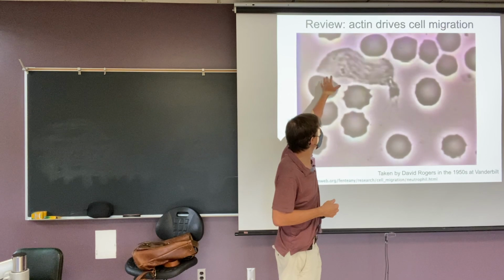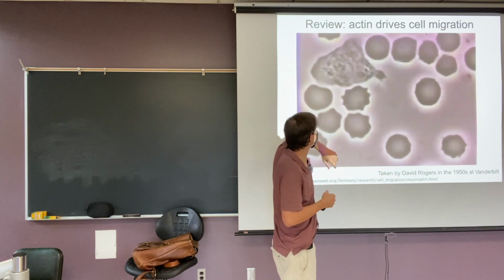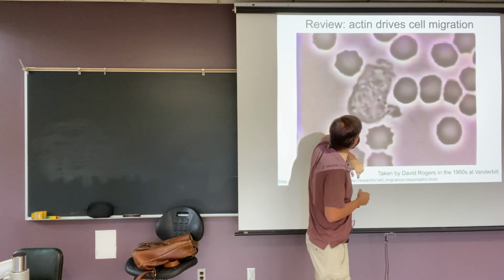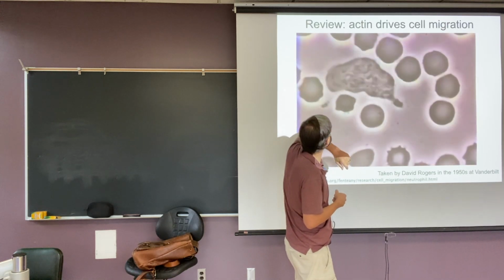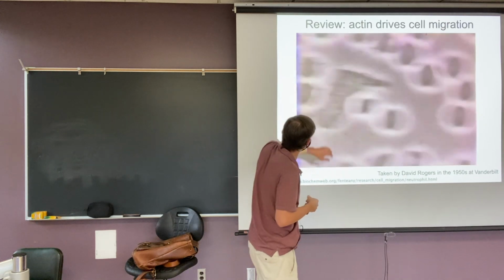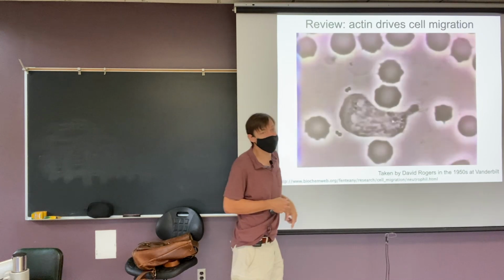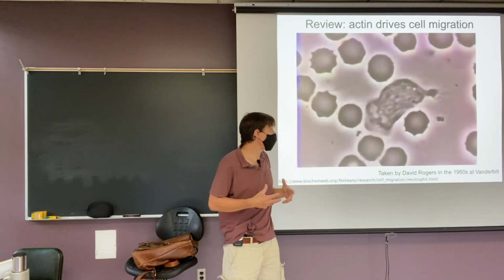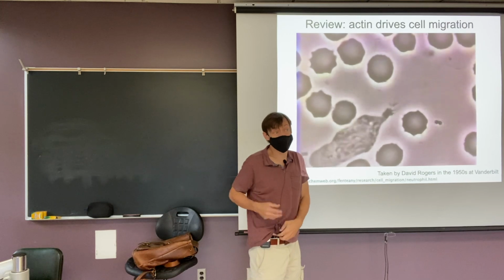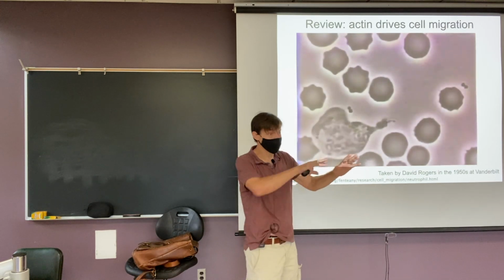To start off, here's the classic picture of a crawling cell. Once again, this is a leukocyte or a white blood cell that's migrating around. This is the tail of the cell, sometimes called the uropod. This is the lamellipodium, and there's a little bacterium here. What we want to do is understand the molecular mechanisms which allow cells to generate forces and crawl around in the environment.